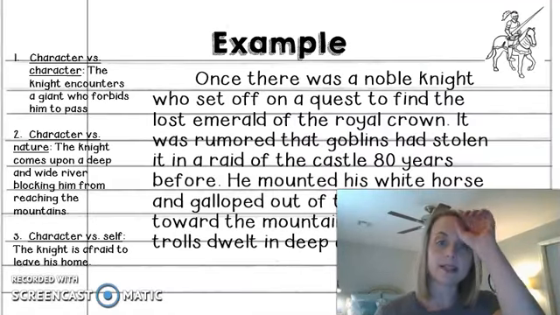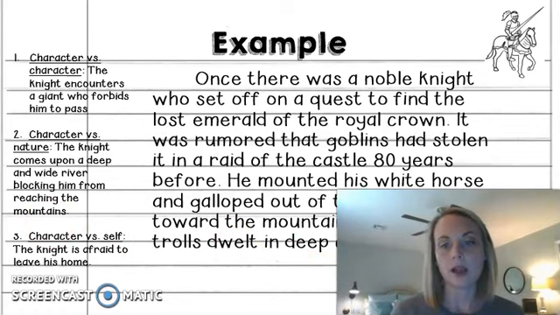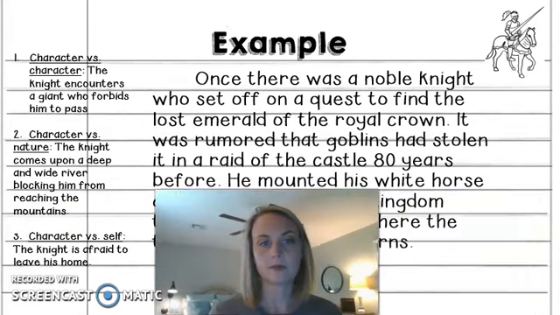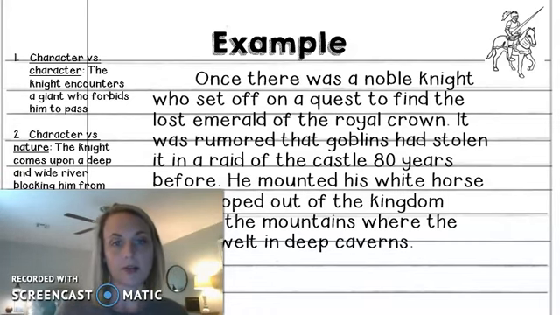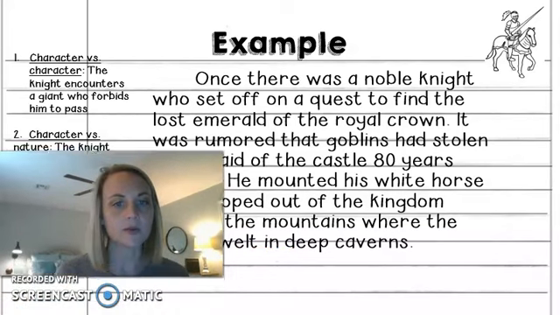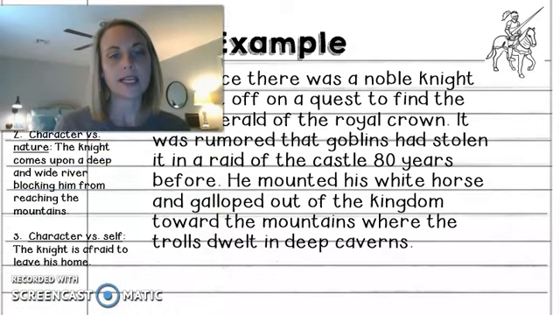Okay, so this is my example. I started my story. Once there was a noble knight who set off on a quest to find the lost emerald of the royal crown. It was rumored that goblins had stolen it in a raid of the castle 80 years before. He mounted his white horse and galloped out of the kingdom toward the mountains where the trolls dwelt in deep caverns.